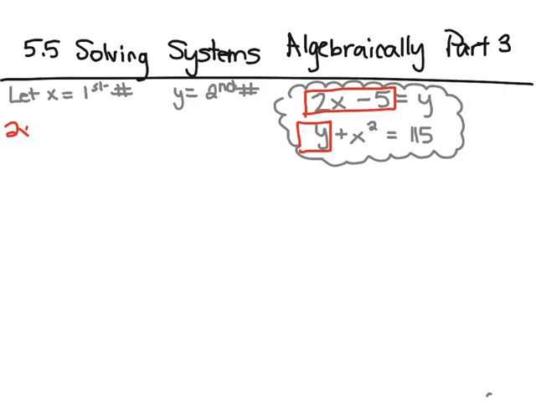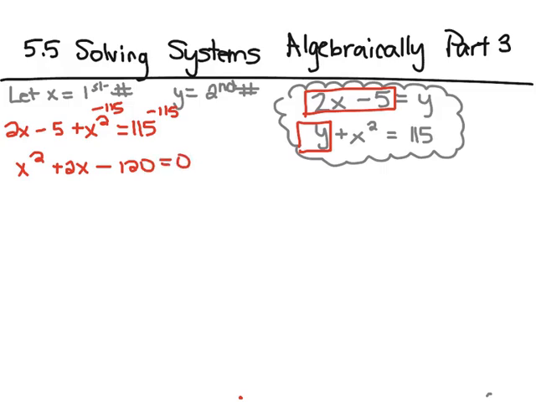So we have 2x minus 5 plus x squared equals 115. We're going to subtract 115 from both sides, so we get x squared plus 2x minus 120 equals 0. Now we want to find our two numbers that add up to positive 2 and multiply out to negative 120. So those two numbers should be 12 and negative 10.